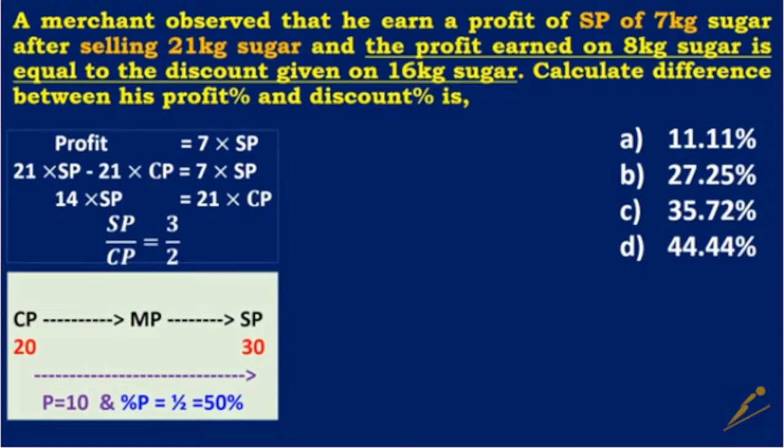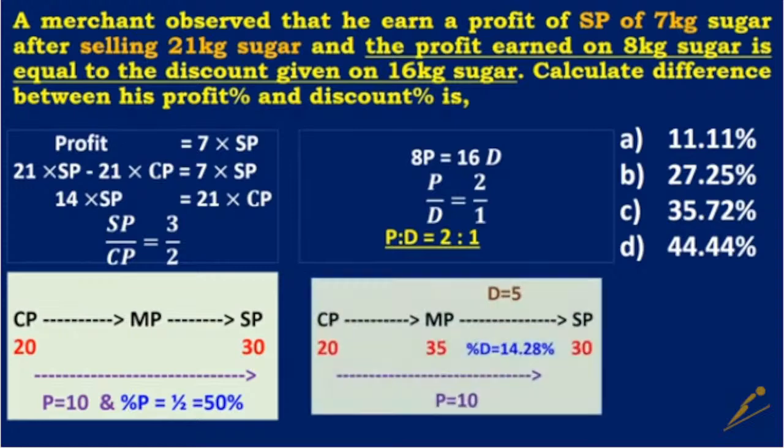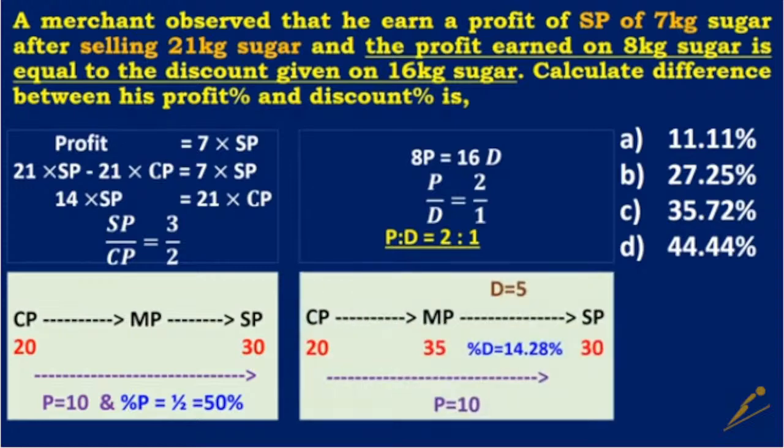Now, consider the second half of the question statement. The profit earned on 8 kilograms of sugar equals the discount offered on 16 kilograms. The mathematical formula is as follows. 8P is the same as 16D. The profit to discount ratio is 2:1. If the profit is 2 parts, the discount is 1 part. If the profit is 10 rupees, the discount is 5 rupees.